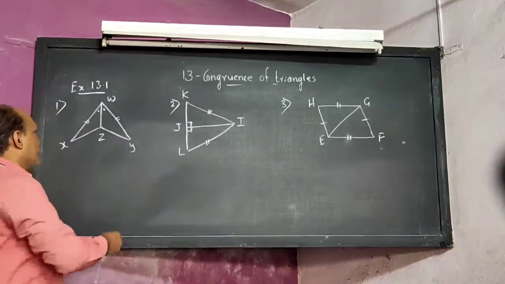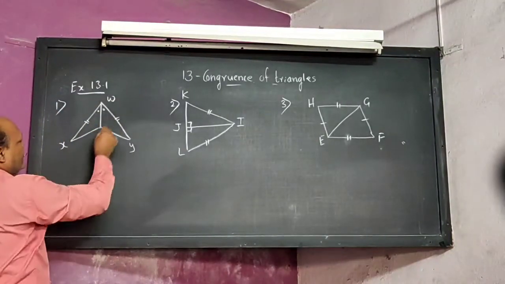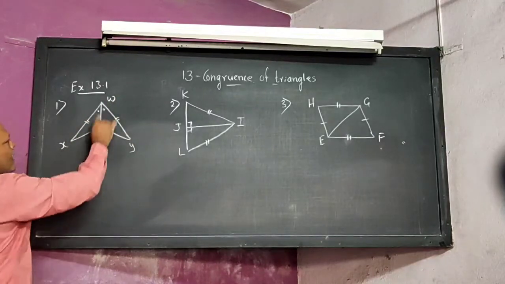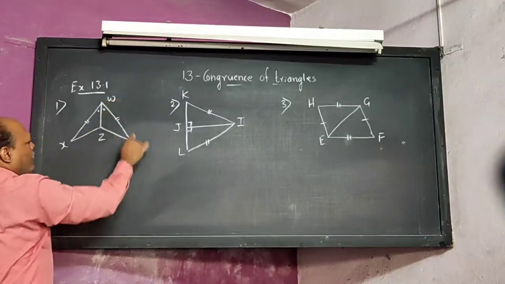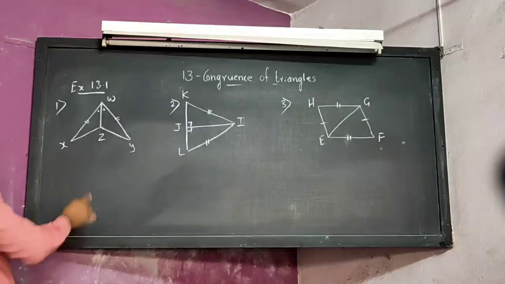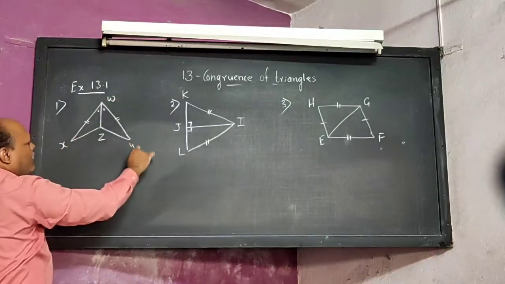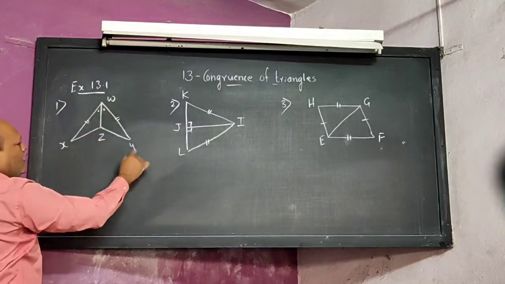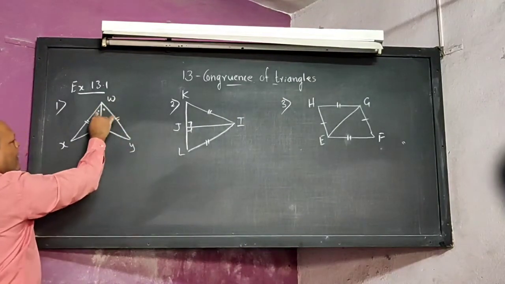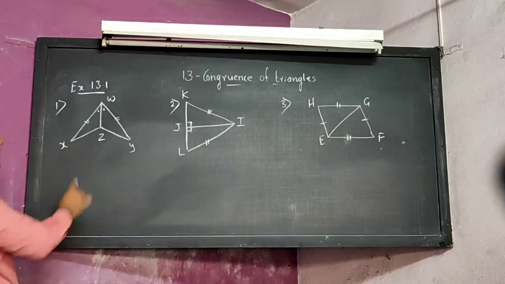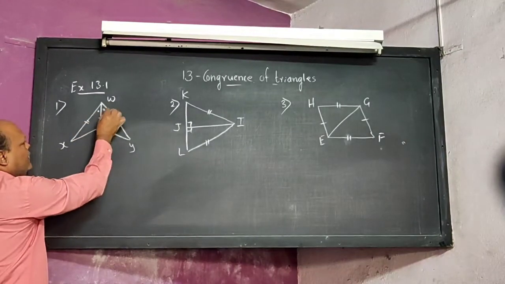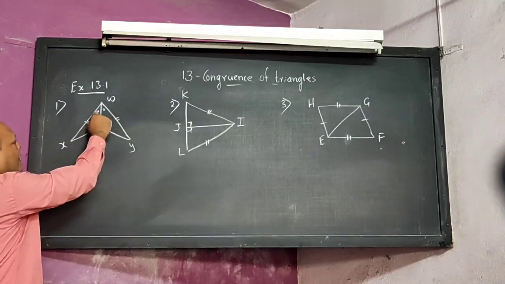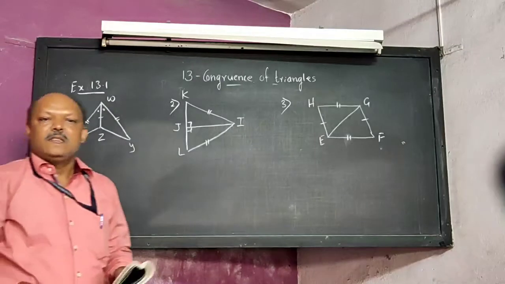So here we can see the triangles. Side WX is congruent to WY. First of all, there are two triangles, WXZ and WYZ. Now WX is congruent to WY, marking is given to you. Angle XWZ is congruent to YWZ, the same angle marking is given. Two markings are given, and these two triangles are joined by a common side, that is WZ. So we can say the triangles are congruent by side angle side.